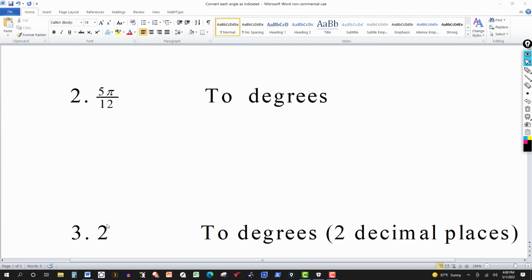Now some students have problems when they just see the number 2 and they don't know what that is, 2 or 3 or 42 without any units. Well, if it doesn't have the units, that's radians. So don't read this as 3.2. It's the third problem, so this is what we're trying to convert. And that's 2 radians.